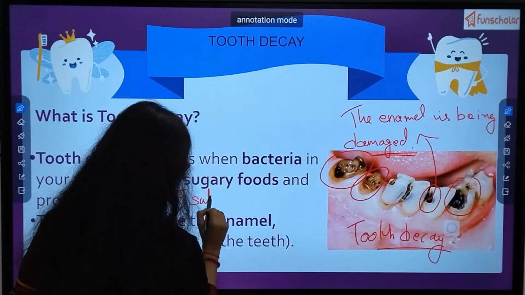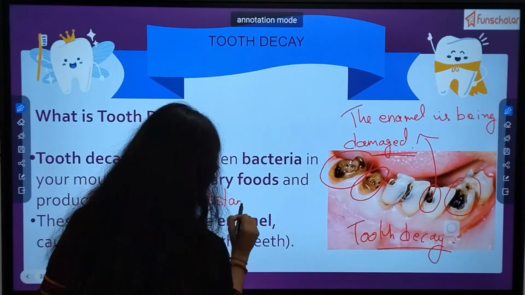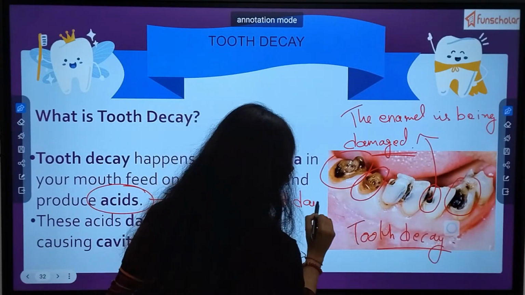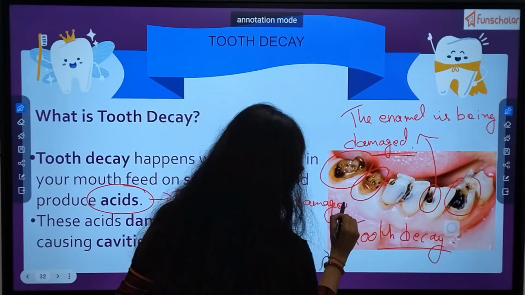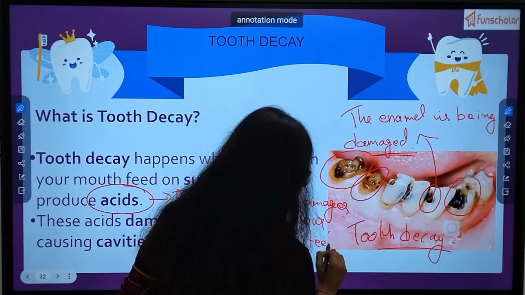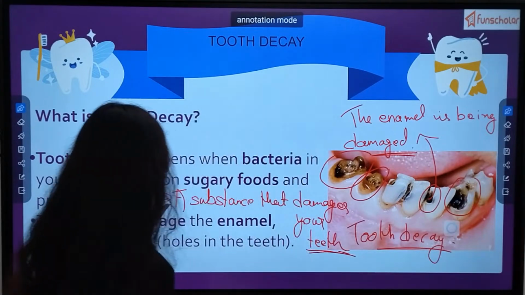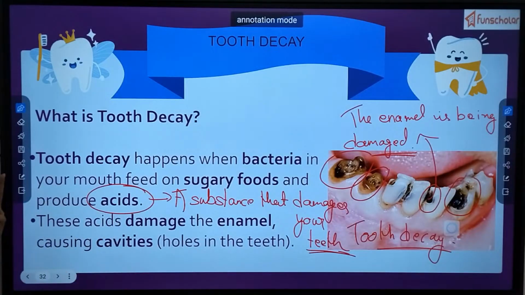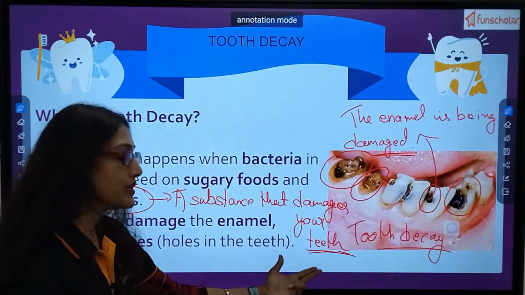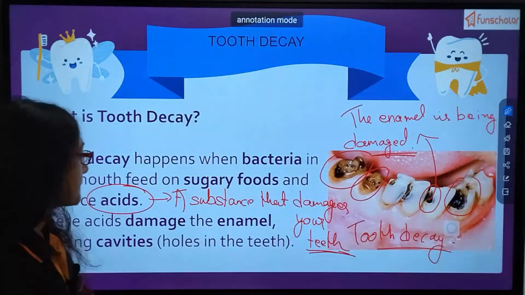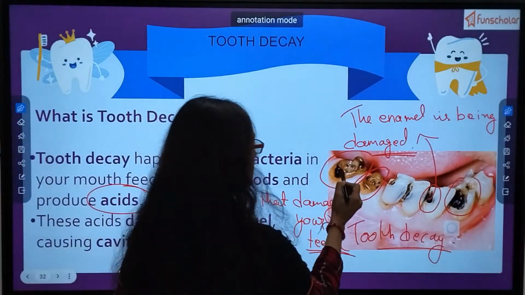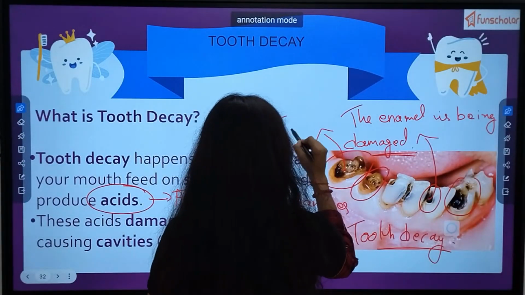a substance that damages your teeth. For now we will learn about acids in higher classes, but for now you just need to know that acid is a substance that damages your teeth. So this damage is known as what? This damage is known as cavity.